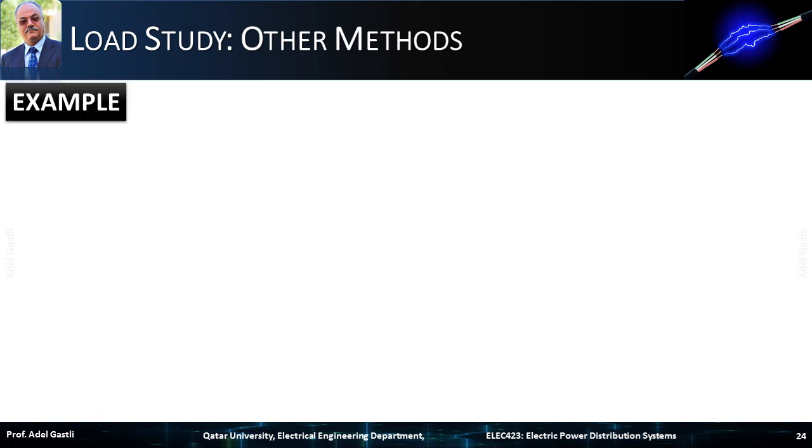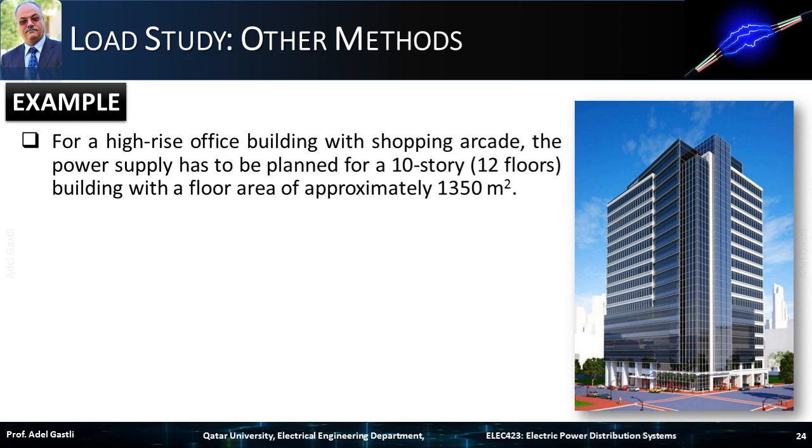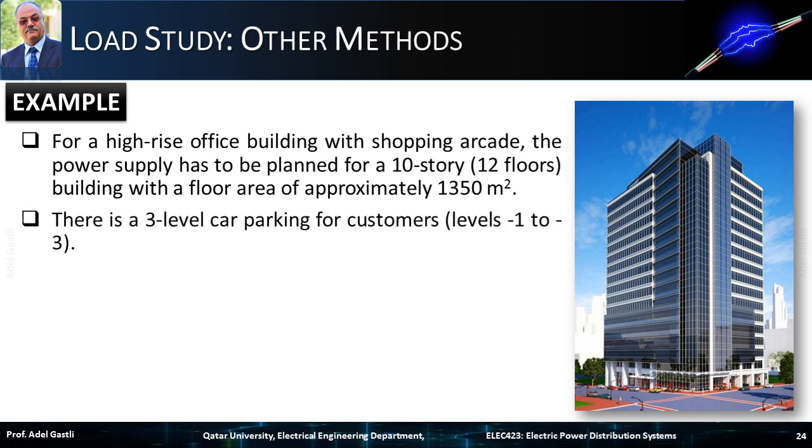The preliminary power factor of 0.85, given in the problem, will be used later. In this case, we have a high-rise office building, with a shopping arcade. The power supply has to be planned for a 10-story, 12 floors, building, with a floor area of approximately 1,350 square meters.